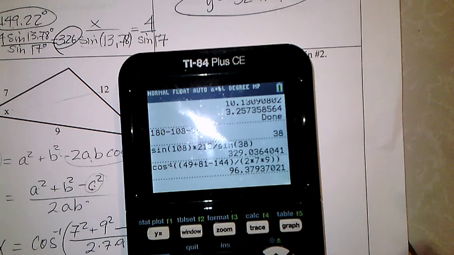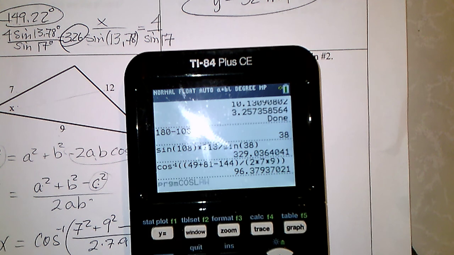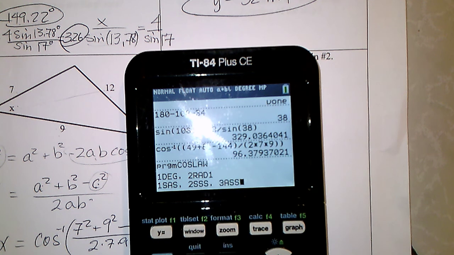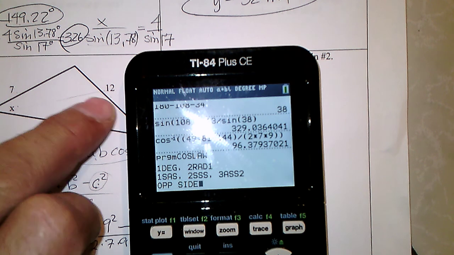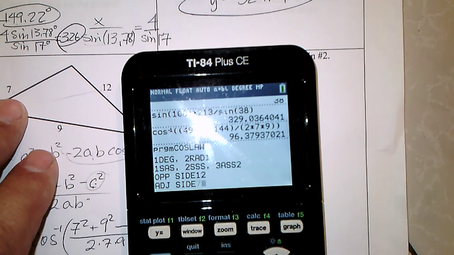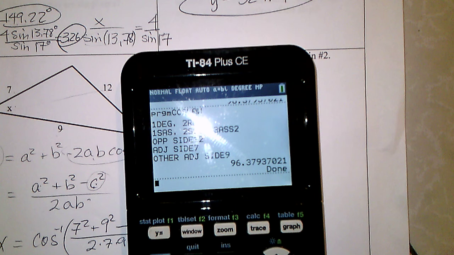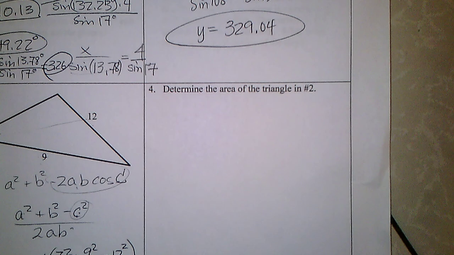And we can check that here. Program cosine law, and 1 because we're doing degrees, and we have side, side, side, which is number 2, and opposite side. Notice I have to ask for that one first. And then one of the adjacent sides is 7, the other one is 9, and it says the angle is 96.37.